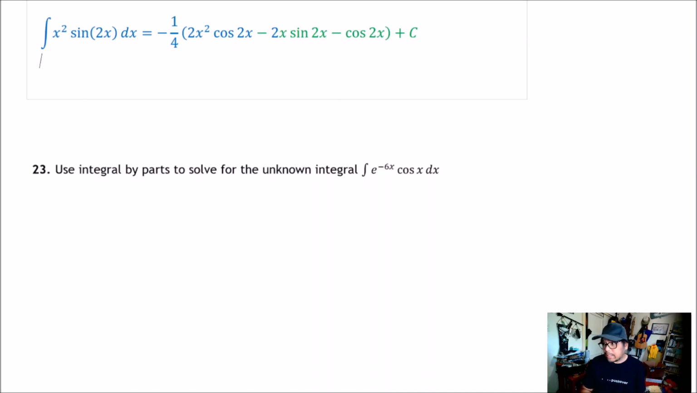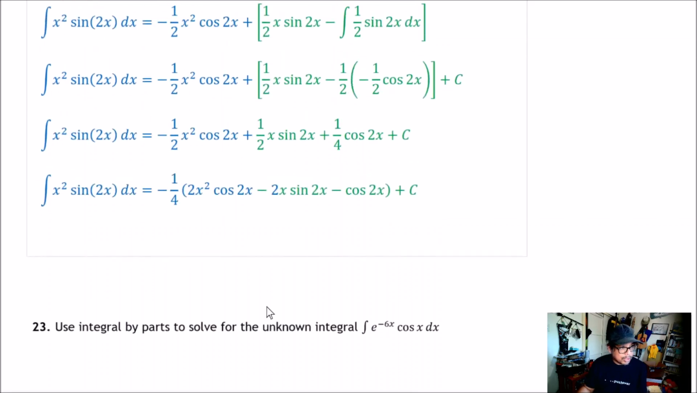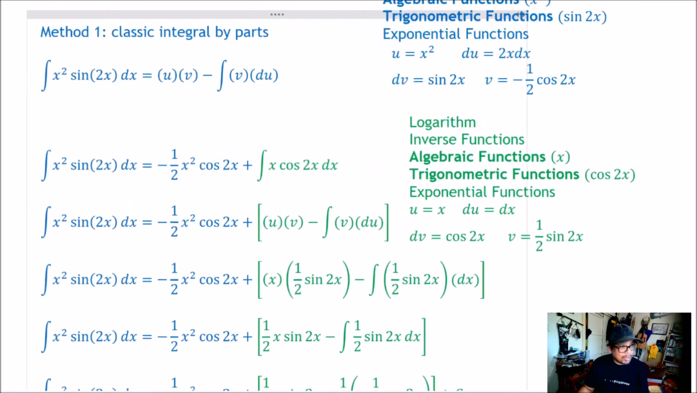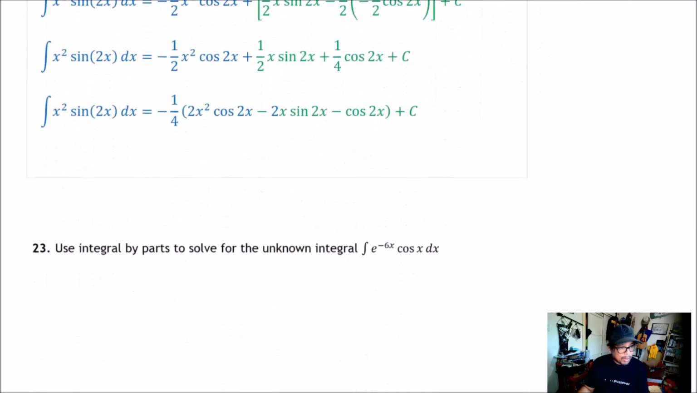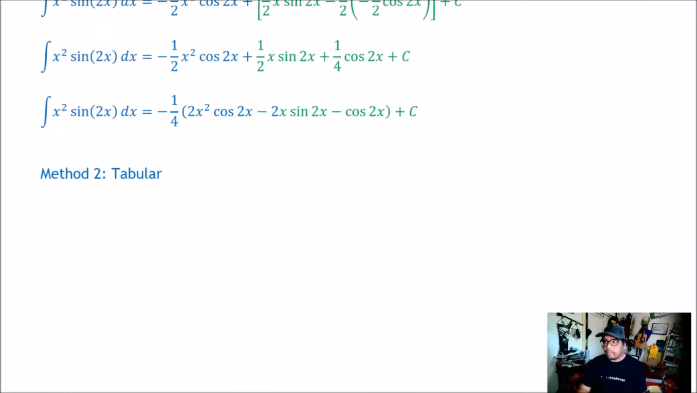Actually, I'm realizing that I had said that I was going to use method number 2, the tabular method, in order to integrate question 22. So sorry to bring this one back again, but we are going to go through method 2, as I promised. Okay, we do have an answer here, but we are going to demonstrate the method of using the table to do our integral by parts, hopefully easier. So let's get a table set up.